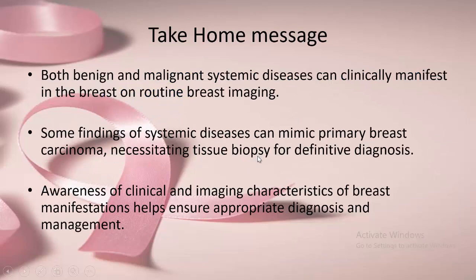Then we can take a home message. Both benign and malignant systemic diseases can clinically manifest in the breast, as seen on routine breast imaging. Some findings of systemic diseases may mimic primary breast carcinoma, necessitating tissue biopsy for definitive diagnosis. Awareness of the clinical and imaging characteristics of the breast manifestations helps to ensure appropriate diagnosis and management.